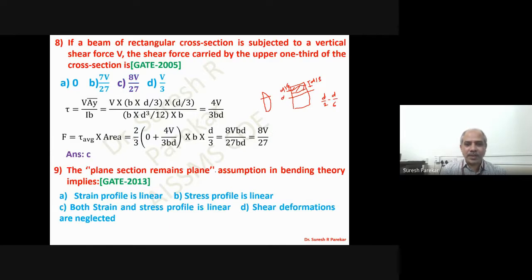The plane section remains plane. The assumption in bending theory implies that the strain profile is linear. So we have option A.